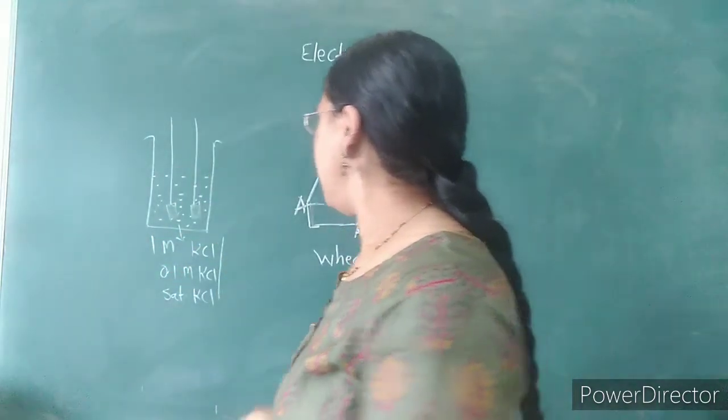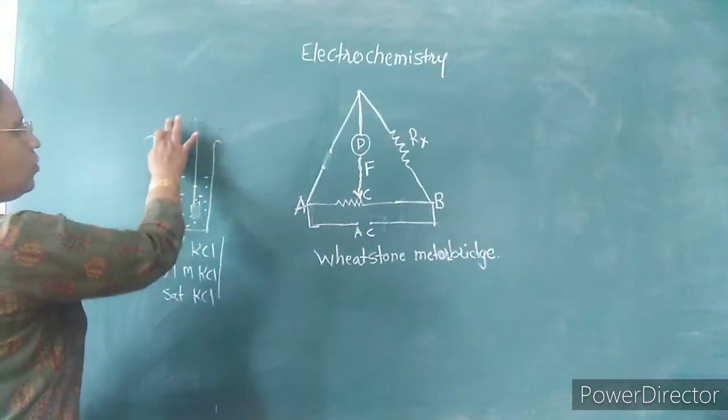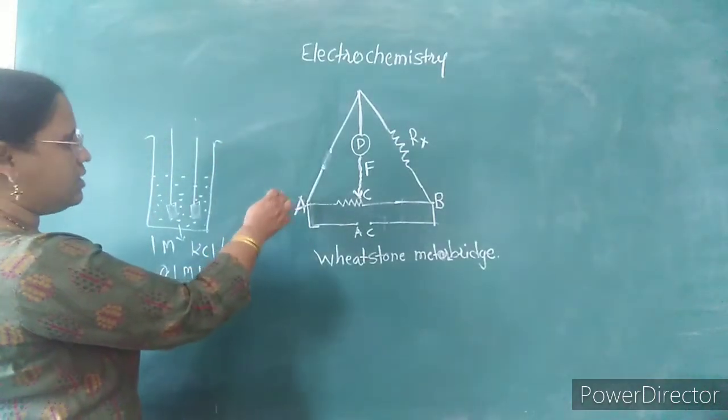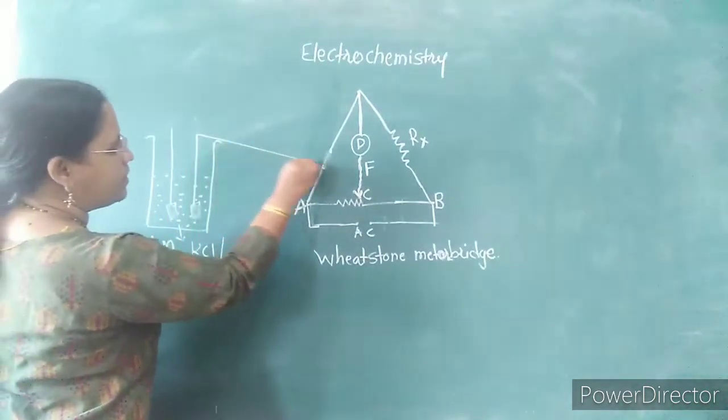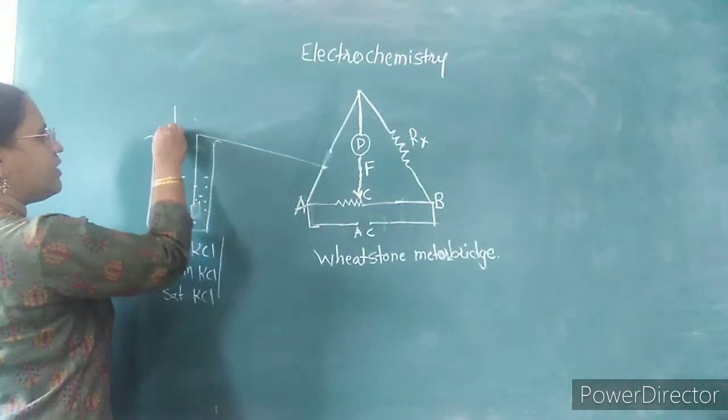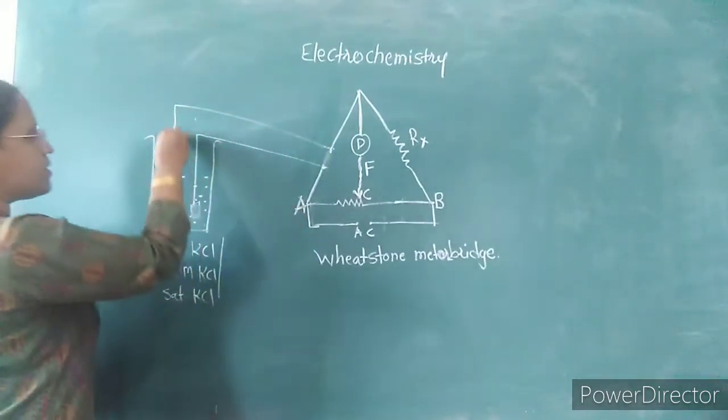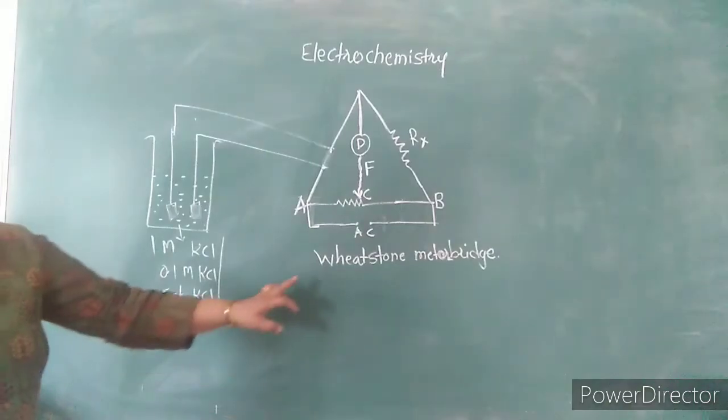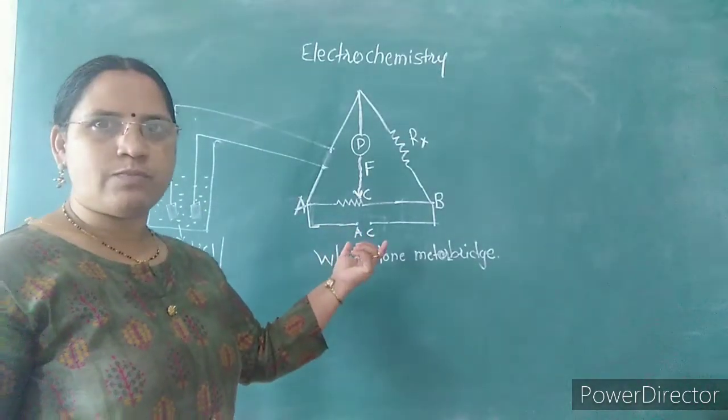This conductivity cell is connected to the Wheatstone's meter bridge. So this is the Wheatstone's meter bridge. It is connected to this one, see, I am showing this one. So it is the conductivity cell. It is connected to the Wheatstone's meter bridge. What is the Wheatstone's meter bridge?